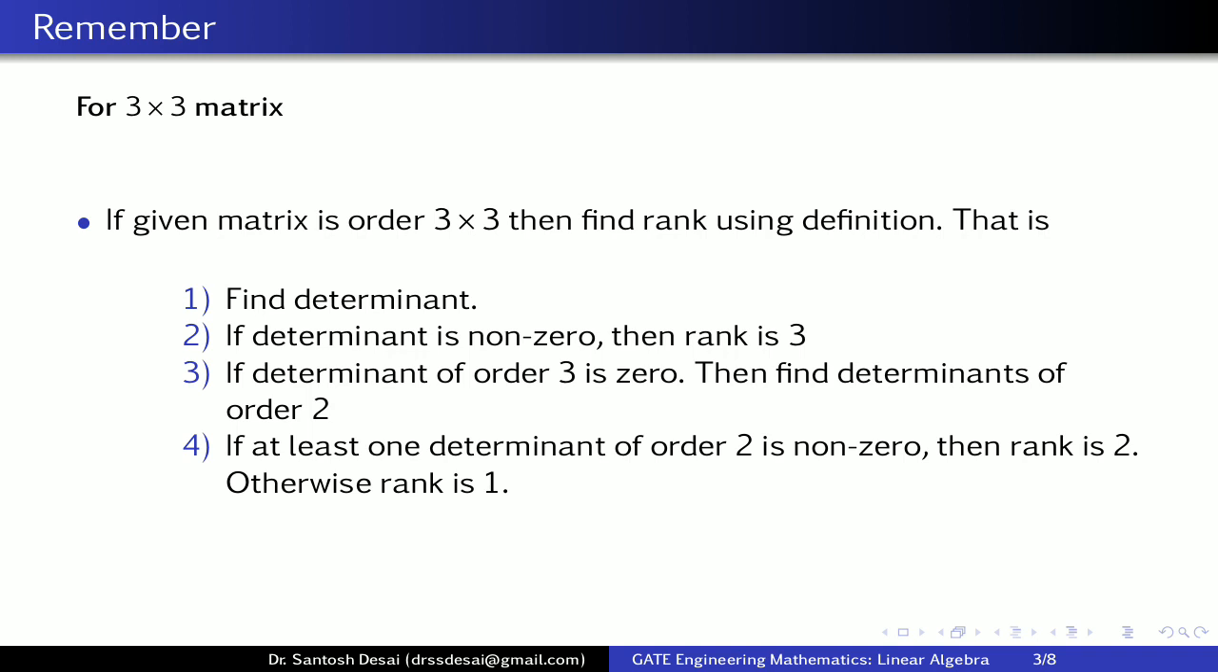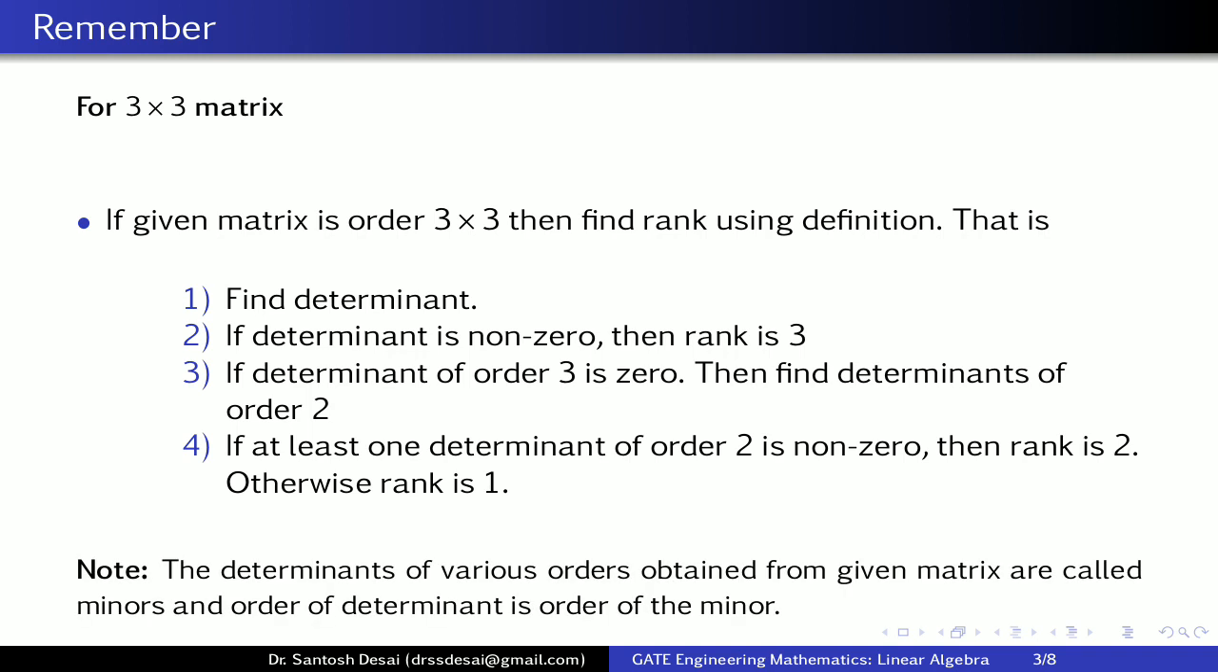So here we are considering determinants of various orders. These determinants have a special name, and it is called the minor of the matrix. So we consider it as a note: the determinants of various orders obtained from the given matrix are called minors, and the order of the determinant is the order of the minor.